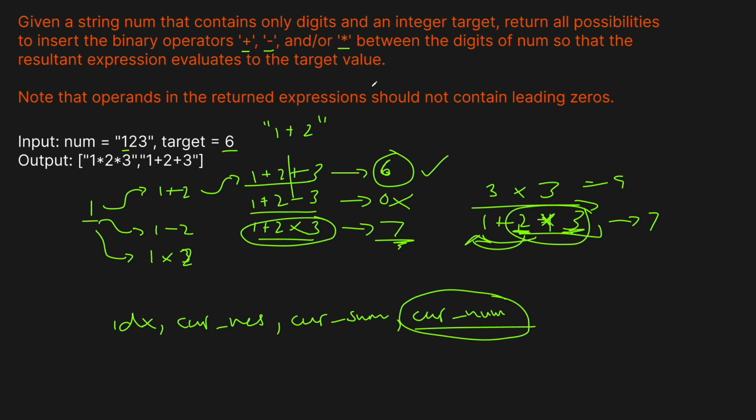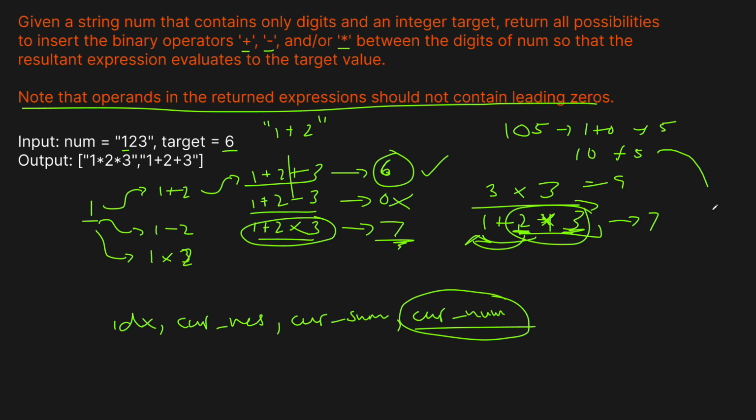And one last thing that we want to be careful of is this thing here, right? We don't want to have anything that contains leading zeros. And what might that look like? Say our numbers are 105, right? We know that we could split this like 1 plus 0 plus 5. That's fine. We could split it like 10 plus 5. But what we can't actually do is say 1 plus 05. This is not a valid number. We cannot do this because the numbers should not contain leading zeros.